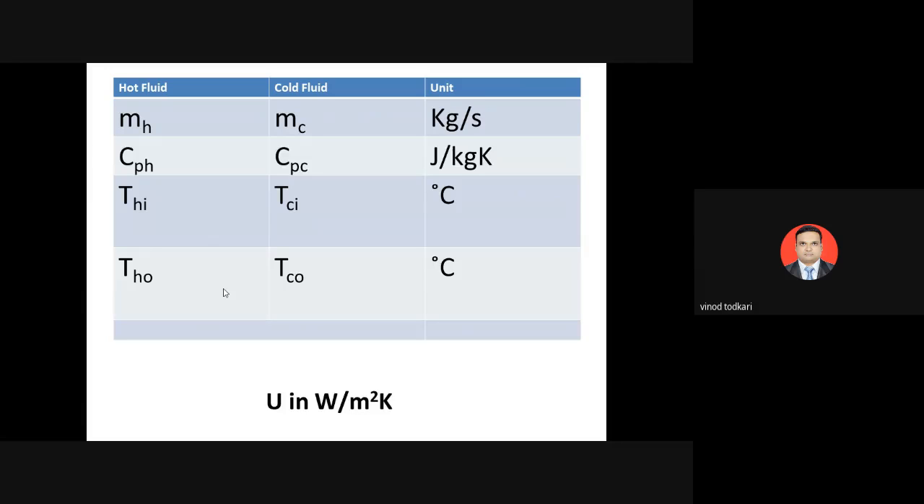Next, at the end of the table, you have to write down the value of U. What is U? U is the overall heat transfer coefficient in watts per meter square Kelvin. So all these things you will note down.